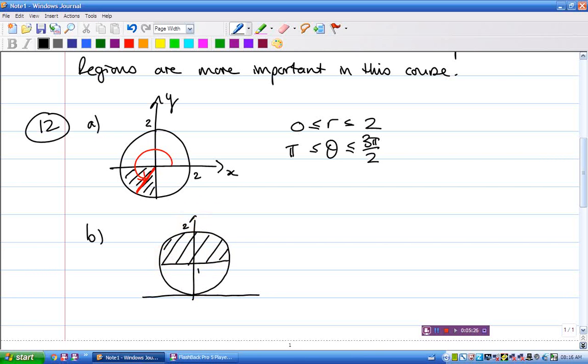The border is my x-axis. Okay, once again, I'm going to have a ray. I'm going to draw a ray from my origin, not from the center of the circle, from the origin. I'm going to draw a ray from the origin through my region to the far edge of my region.